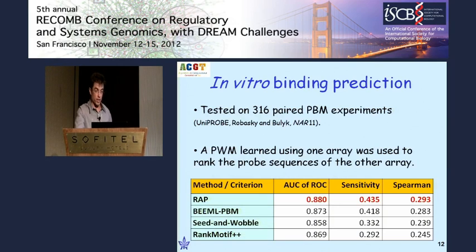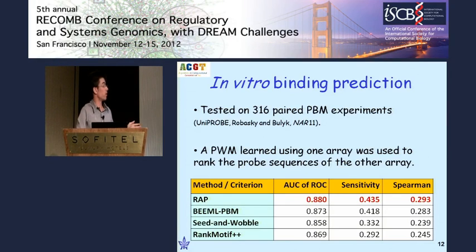So in the first test of in vitro binding prediction, we downloaded 316 paired PBM experiments from UniProbe database. Since we have a pair of experiments for each TF, we can learn a position weight matrix from one array and test it on the other array, where we use the PWM to rank the probe sequences, and we compare this ranking to the original ranking according to the binding intensity measured in the experiment.